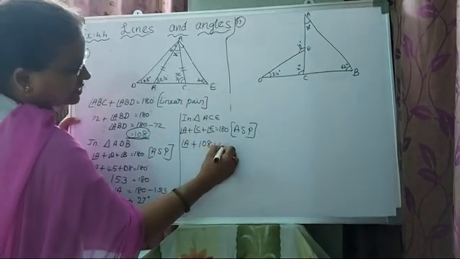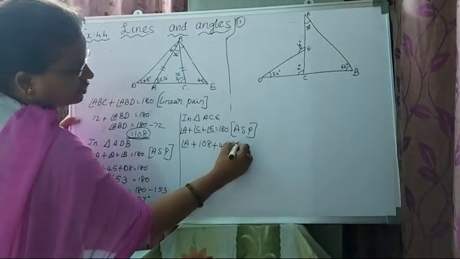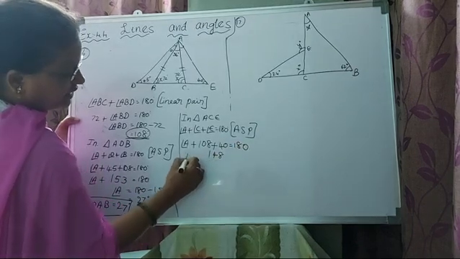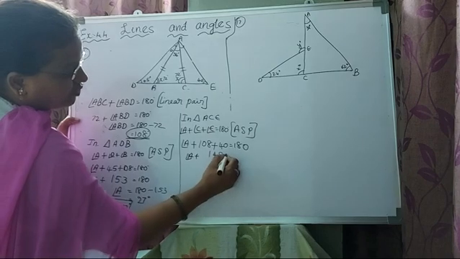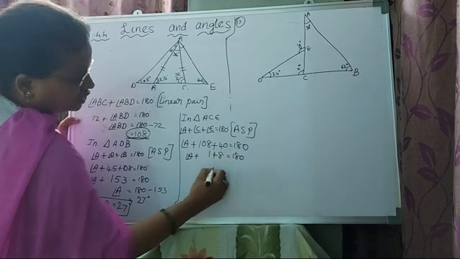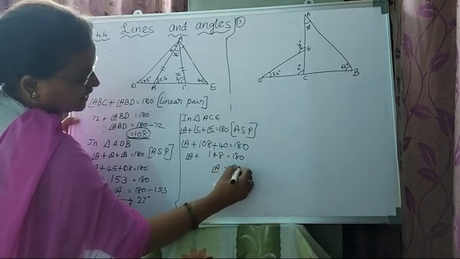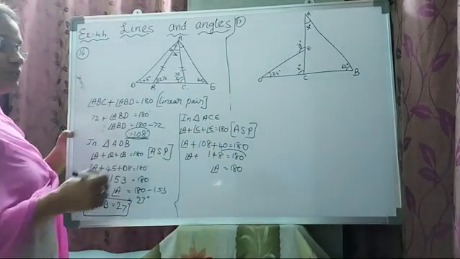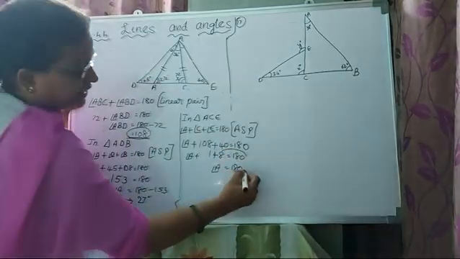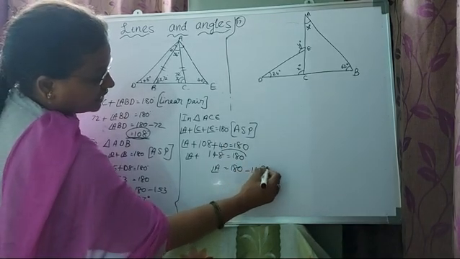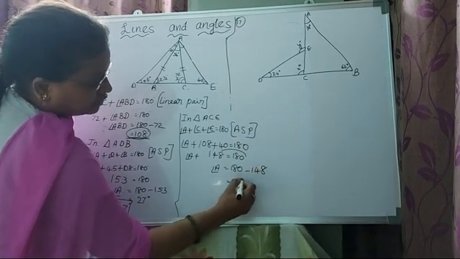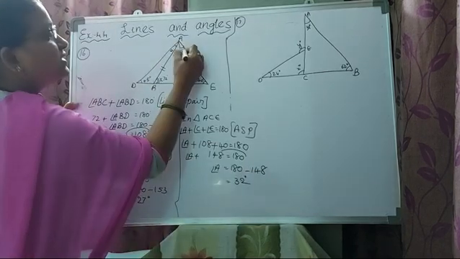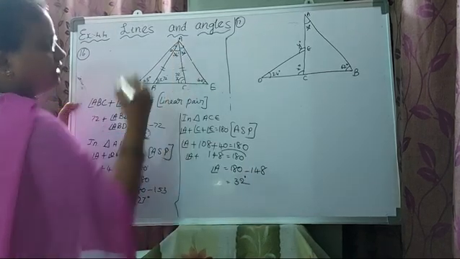Angle E, he has given 40, is equal to 180. Add these two: 8, 4, 148. Angle A plus 148 is equal to 180. So angle A is equal to 180, and if you transpose this to the right hand side, it becomes minus 148. So 10 minus 8, 2. 7 minus 4, 3. 32 degrees. This angle is 32 degrees.